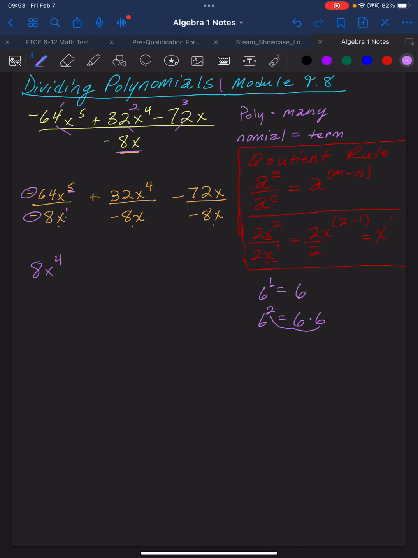Let's go to our next term. Now remember, a positive divided by a negative is a negative.